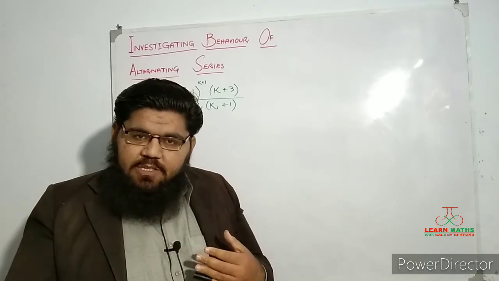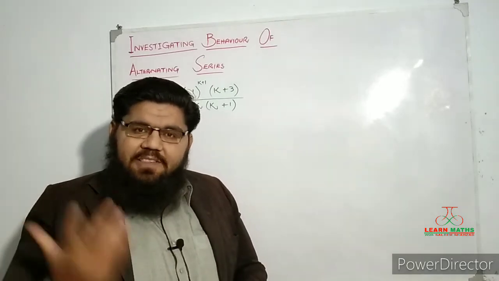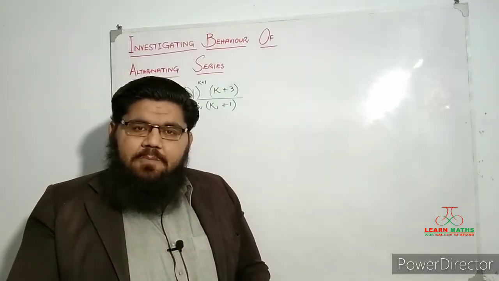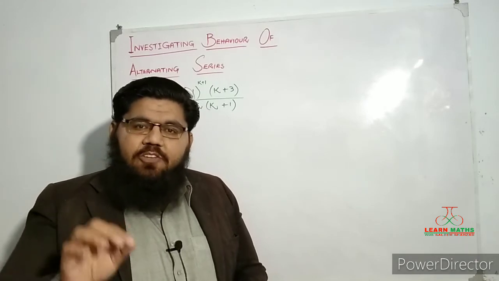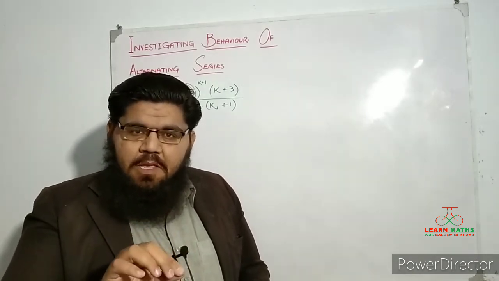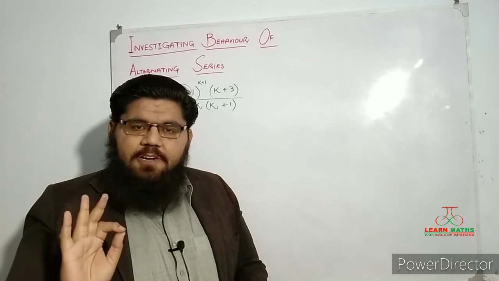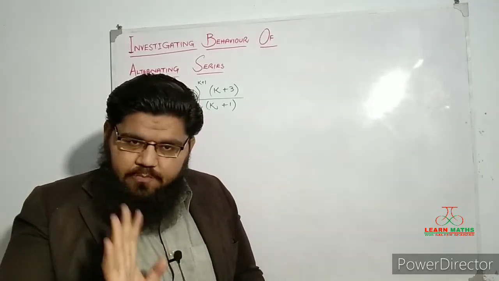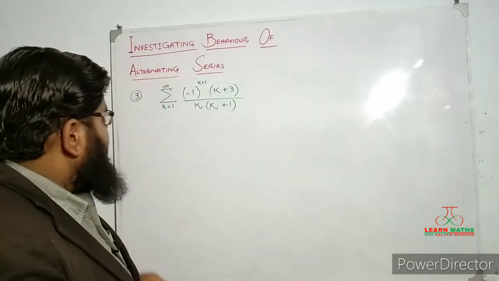But if the quotient is giving us a value greater than 1, it simply means that the size is not decreasing, and from there we will announce our verdict that this series is divergent. So let's see how it will behave.